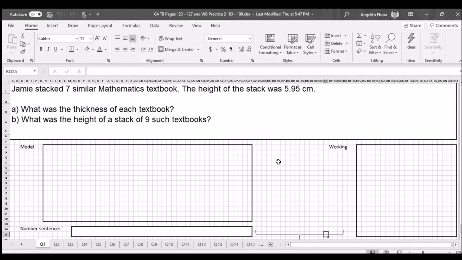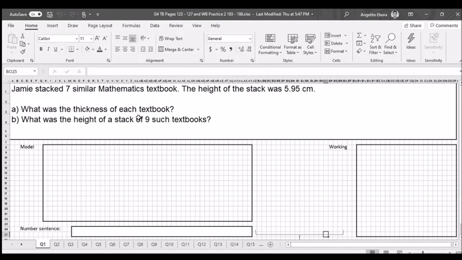All right, so let's start with the first problem. Jamie stacked seven similar mathematics textbooks. The height of the stack was 5.95 centimeters. So there are two questions. What was the thickness of each textbook? And letter B, what was the height of a stack of nine such textbooks?